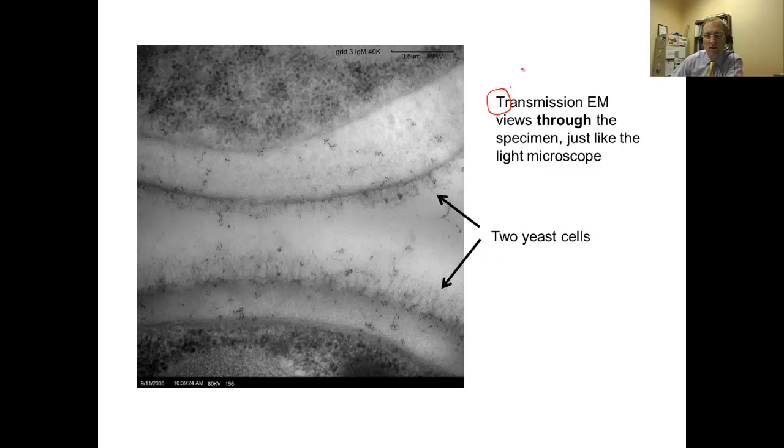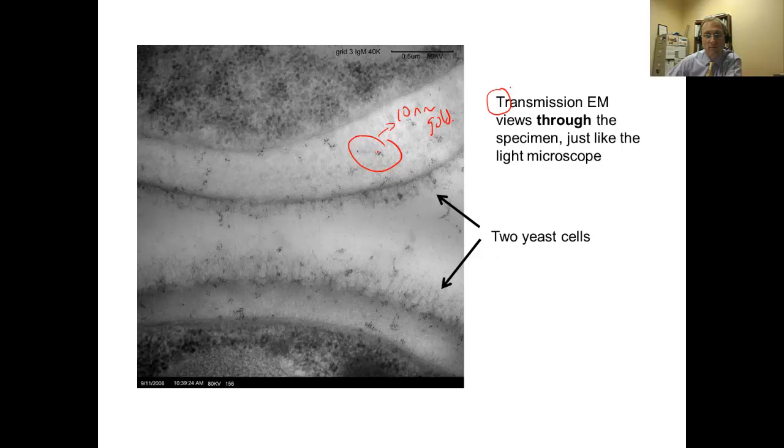To give you an idea of the small amount of detail that we can see here, these little black dots are 10 nanometer gold particles. You can clearly see these 10 nanometer gold particles. Blow this picture up onto this projection screen in the classroom, and we can really see the fine detail that we can get from the electron microscope.